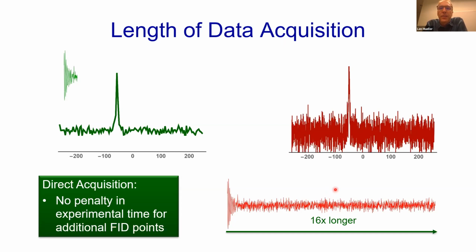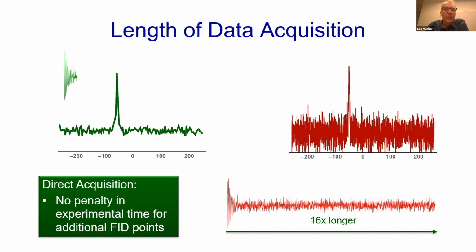And I just acquired a FID that is 16 times longer than in the green case. So this is a direct acquisition example where I don't really pay a penalty for longer acquisitions. I just have to pay a probe bill. And the question is, does this really make the knowledge of the spectral parameter worse?